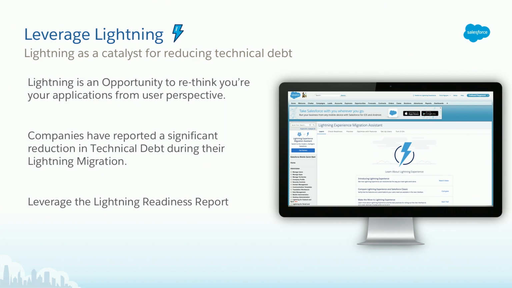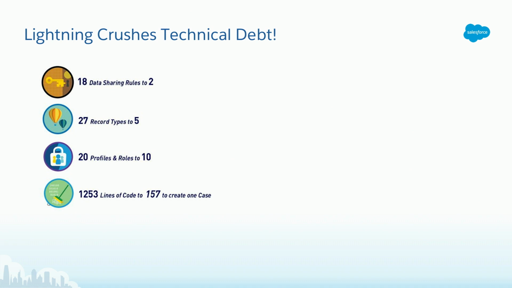Now let's talk a little bit about the reduction of technical debt. I kind of intuitively knew that Lightning can help with technical debt, but customers have been telling me it's not just that it helps, Lightning literally can crush technical debt. This was something a customer gave us. I didn't ask for it, they just gave it to me. This is basically after they did their Lightning implementation project, they saw a significant reduction in their technical debt. 18 sharing roles to 2, 20 profiles to 10, 1,253 lines of Apex code down to 157 to create one case. And I think a lot of that was done using Flow now. So it's pretty incredible. And again, this was just volunteered to me.